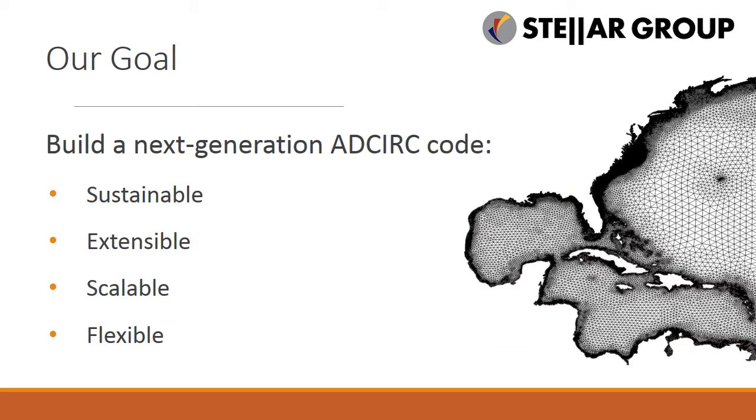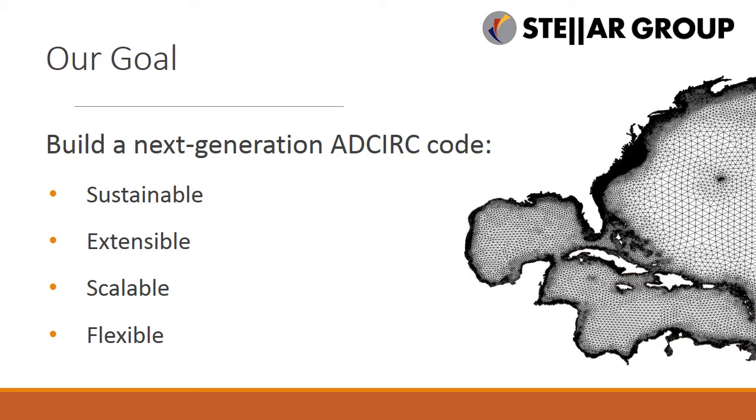So our goal is to build a next generation ADCIRC code. And I put several buzzwords up here on the slide: sustainable, extensible, scalable, and flexible. We want something that we can use as a basis for our code that will evolve over the next 5, 10, 20 years. We want something that's extensible so that we can add new features to it, new solvers. We want something that's going to be scalable. Computers are getting bigger and bigger and bigger. Not only are they getting bigger, but they're also getting more heterogeneous: GPU accelerators, Intel Xeon Phis, and of course we want something flexible. We also want something faster. That's kind of in with the scalable thing.